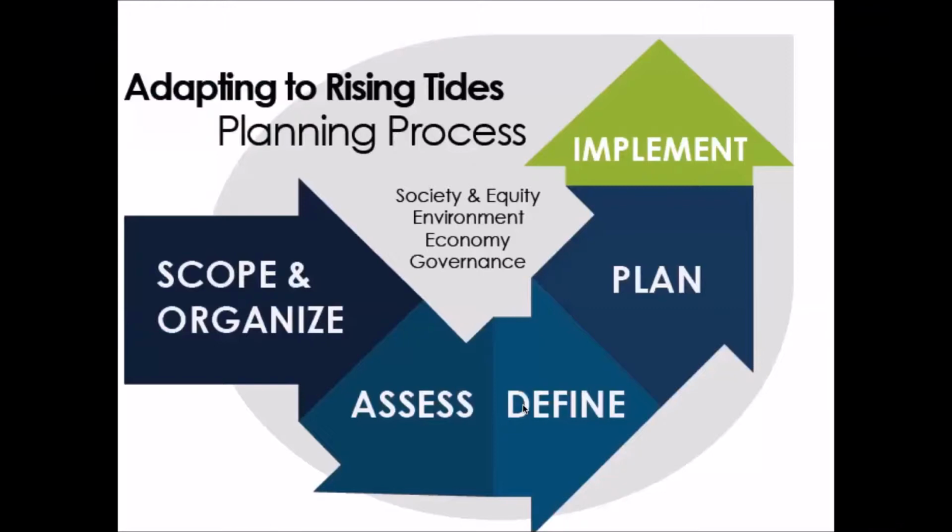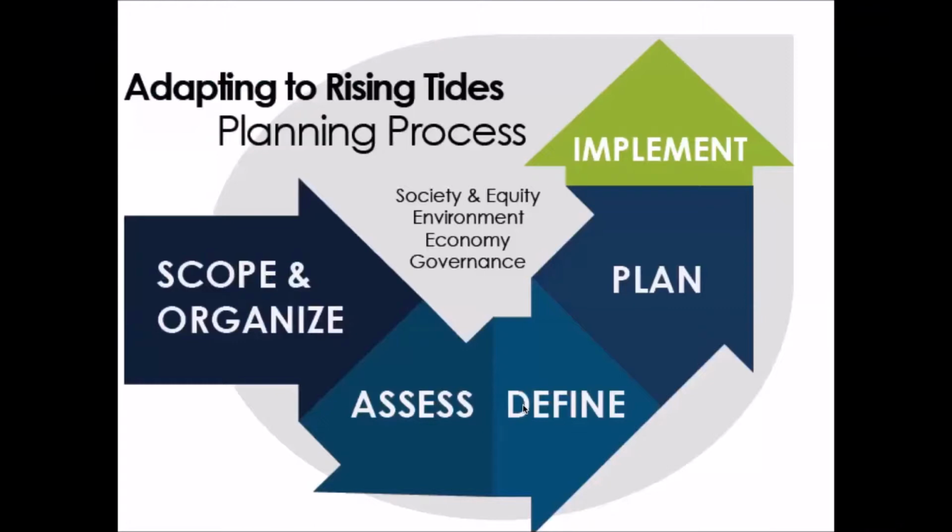So the first step of the planning process is our scope and organize phase, where we work with stakeholders and communities to define the area and the assets that we want to assess, and we also address flooding and climate issues. So in this stage, we define flooding and climate scenarios that we'd like to use.